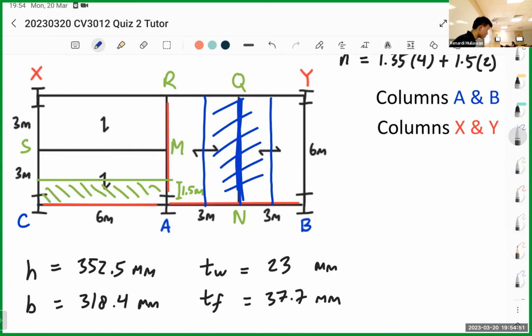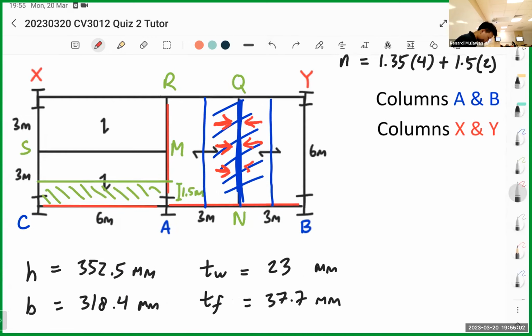Okay, so this is beam QN. So basically the load path will be like this. So beam QN will receive from the slab, something like this. And then it will split to half like that, like this. So it's like this. So beam QN, right? It's like this, then it goes this.